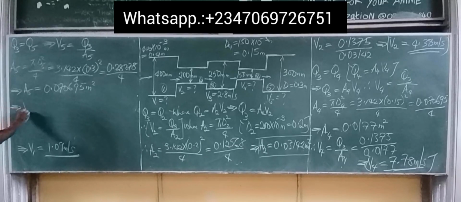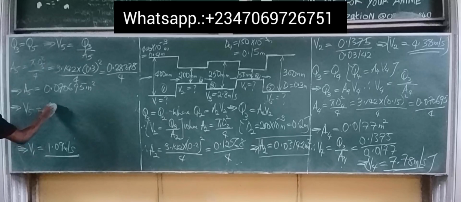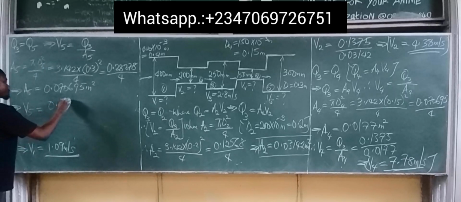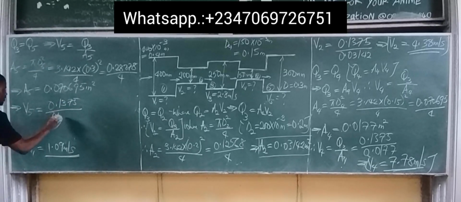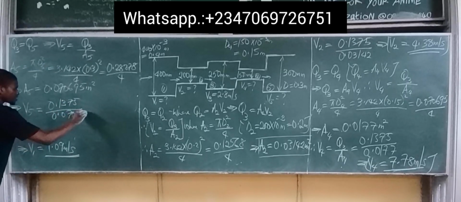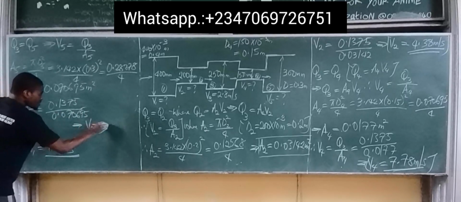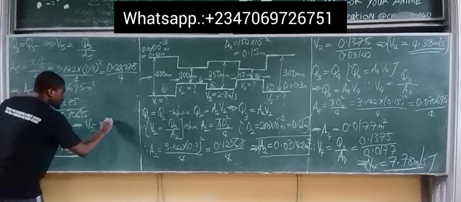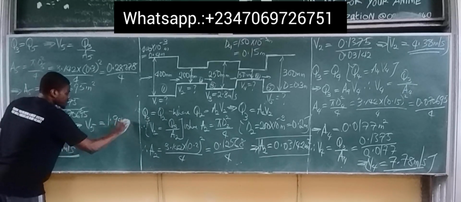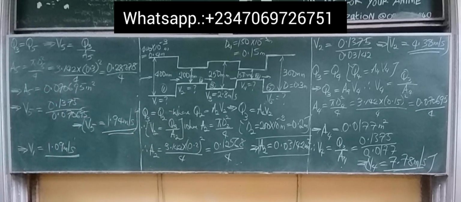This now implies that the velocity of pipe 5 is equal to Q3, which remains 0.1375, all over A5, 0.070695. So this simply implies that the speed in pipe 5 is equal to 0.1375 divided by 0.070695. We have 1.94 meters per second. So these are the speeds or the velocities in each of the pipes.